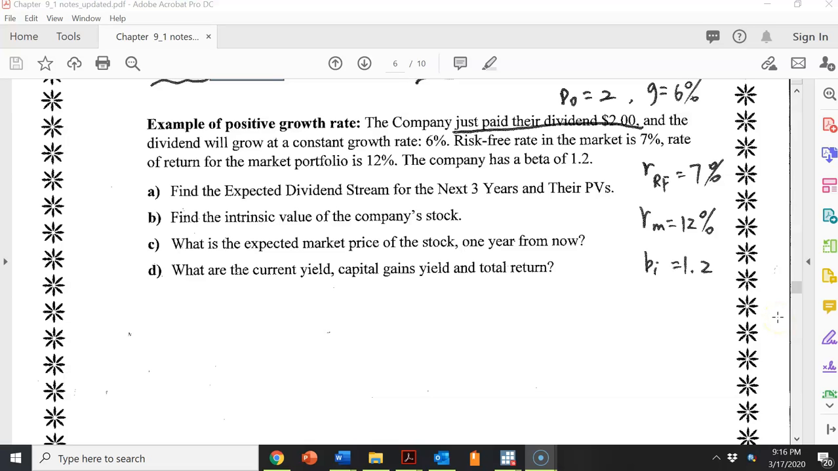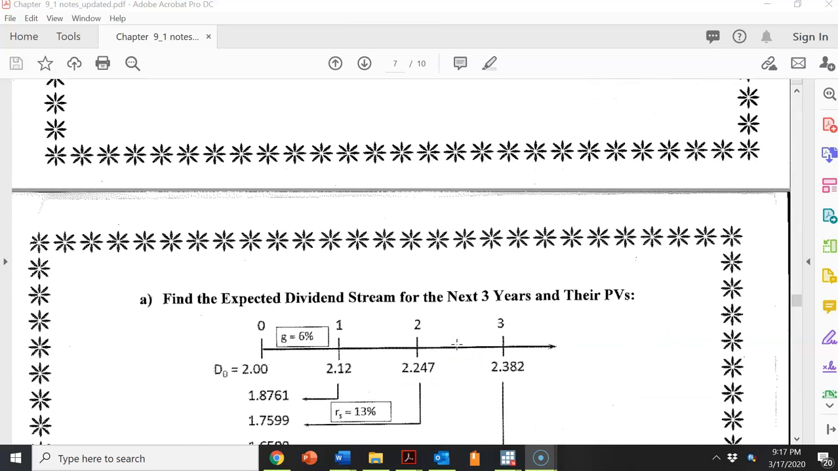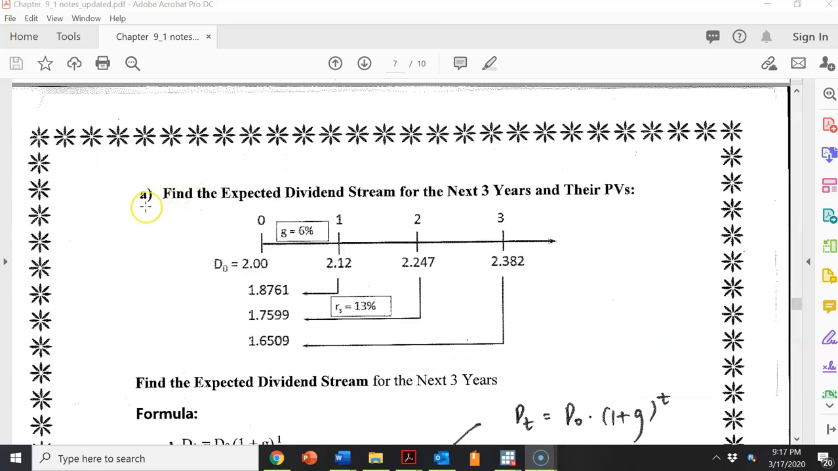So to continue with our example of positive growth rate here, we already know the firm just paid their dividend, D0 as 2, G as 6%, risk-free rate as 7%, market portfolio return, RM 12%, beta as 1.2. Let's solve the questions one by one. Question 8, find the expected dividend stream for the next 3 years and their PVs.